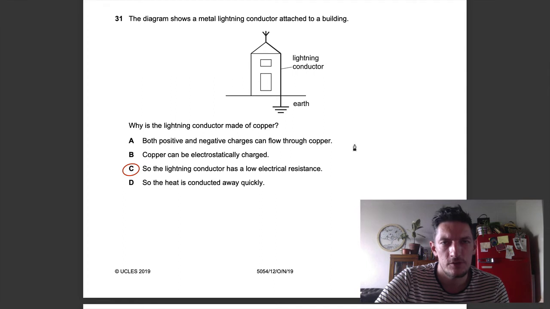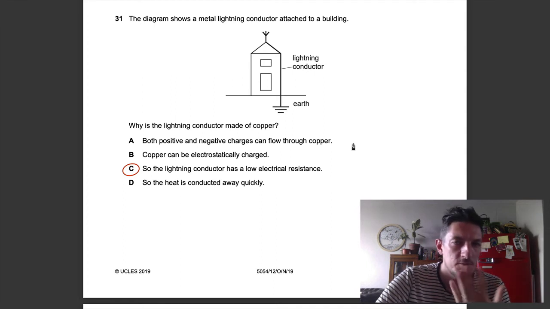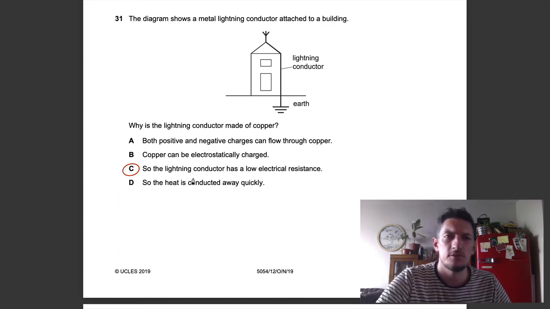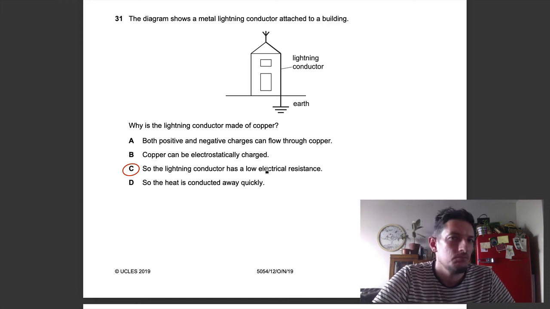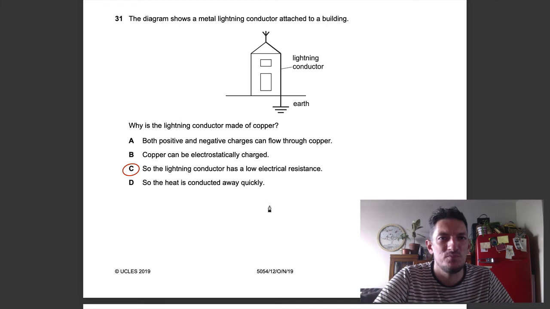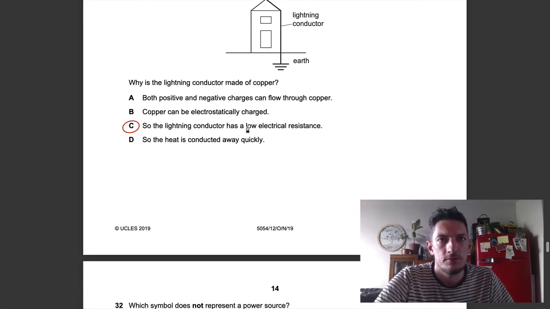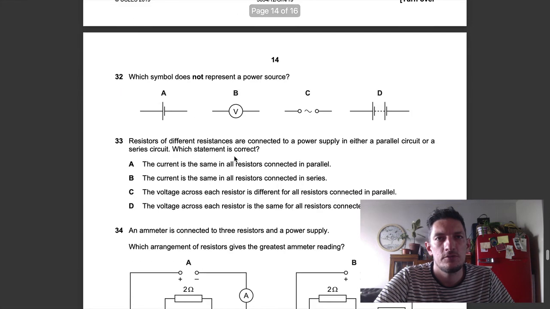Yeah, both positive and negative charges can flow through copper. Firstly, that's not true actually. Remember, only electrons flow. They're negative. Copper can be electrostatically charged. Okay, no. That's not the point. The point of it is to conduct lightning away from your house. So that's why. So heat is conducted away. No, so that energy is conducted, electrical energy.